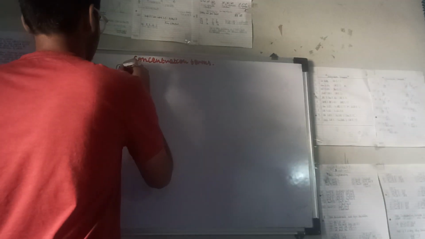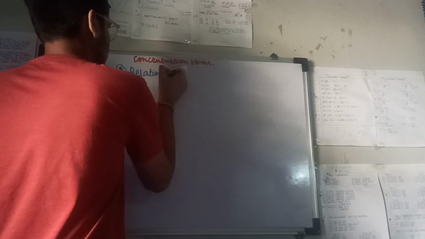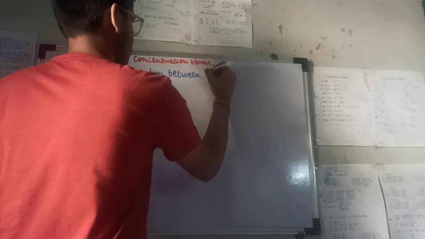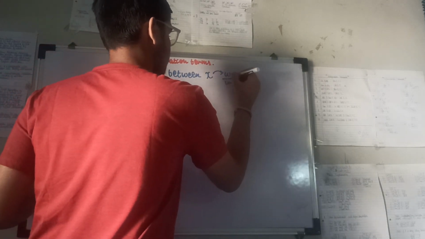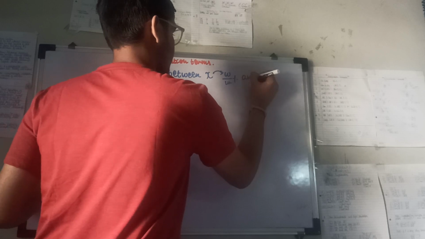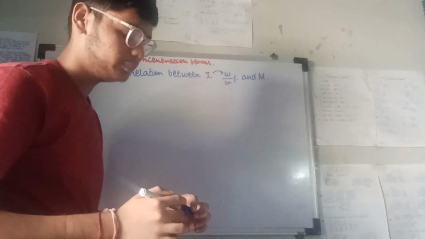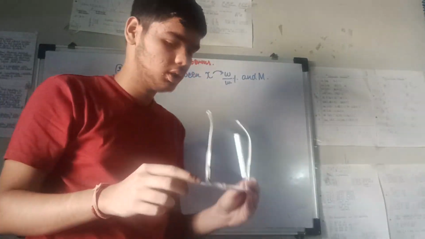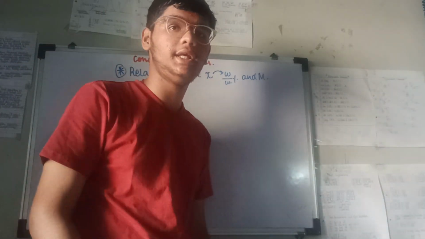So first write the heading: relation between x, that is weight by weight percent, and molarity M. Relation between weight by weight percent and molarity.